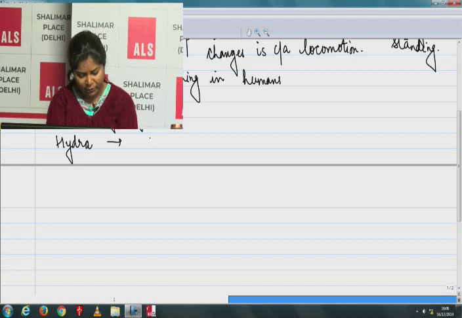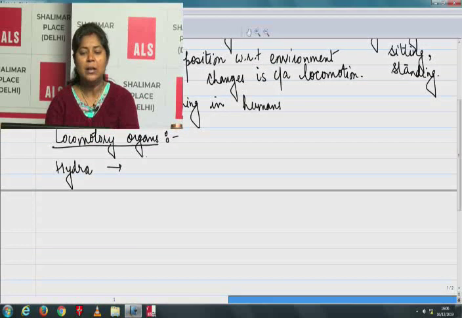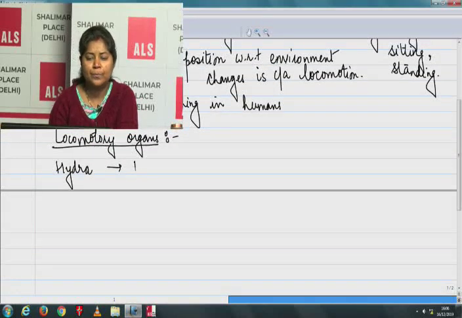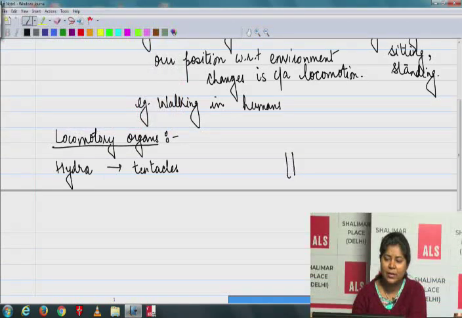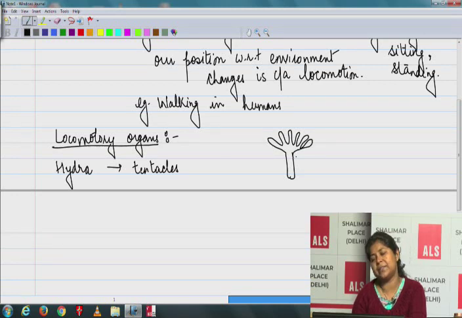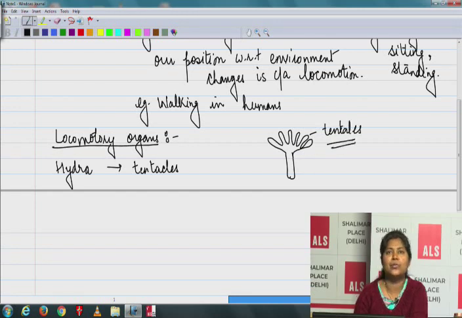So what is the locomotory organ in Hydra? If a question like this comes to you, we will talk about its tentacles. The tentacles are the locomotory organs. If this is the hydra, it has a bunch of tentacles on its head, and these tentacles help the hydra in locomotion, in moving from one place to another. This is about hydra.